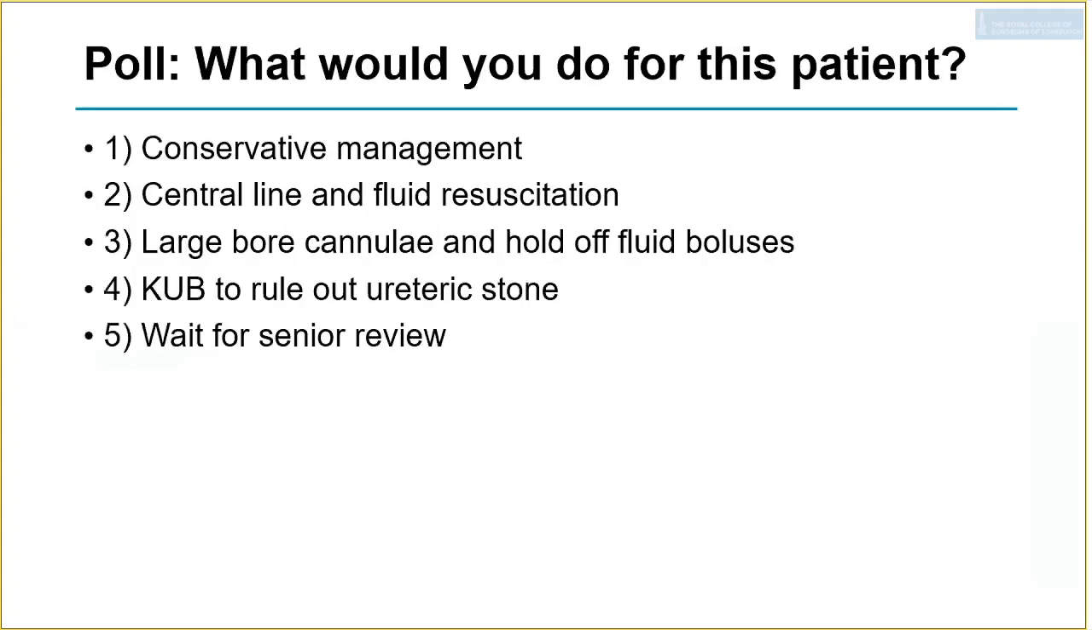So we're going to do a quick poll now. This will be up on your screen for the next 30 seconds. What would you do for this patient? Conservative management, central line and fluid resuscitation, large bore cannula and whole of fluid boluses, KUB to rule out ureteric stone, or wait for senior review. Okay, let's just see what everybody thinks, and then we'll get some time to think about what we will do.